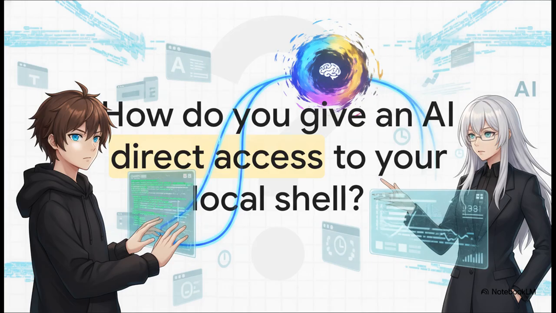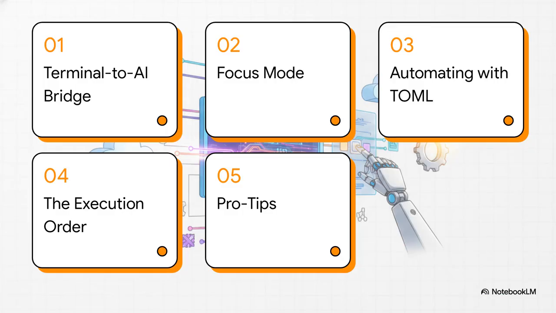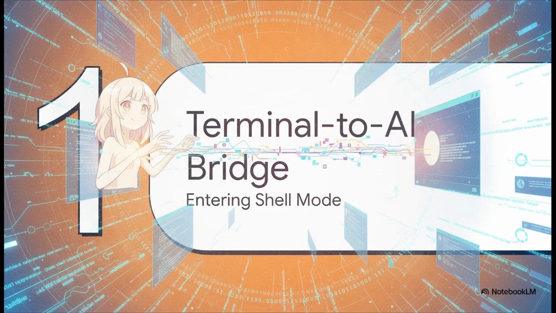Well, the answer is the Gemini CLI. It acts as this seamless, unified terminal-to-AI bridge. Here is our roadmap for today. We'll cover the terminal-to-AI bridge, entering shell mode, focus mode, and interactive sessions, automating with TOML files, the execution order, and finally, some pro tips for productivity. Let's jump right in with Section 1, the terminal to AI bridge and entering shell mode.